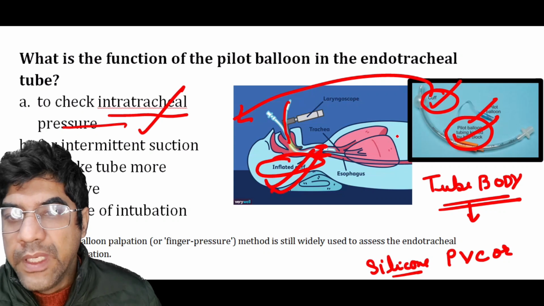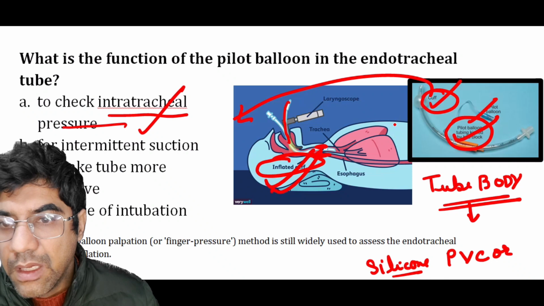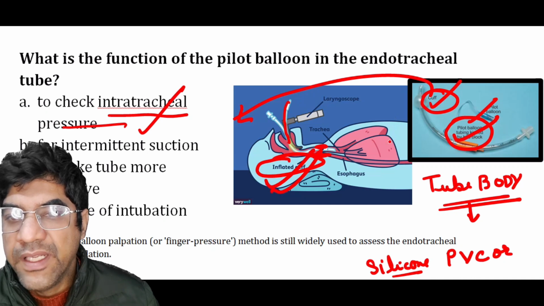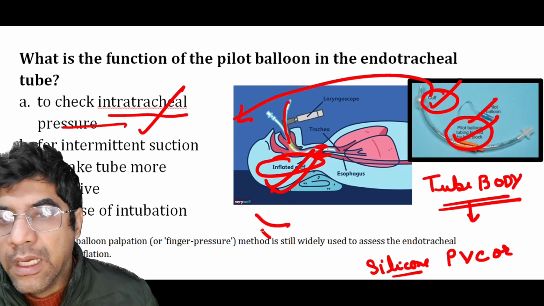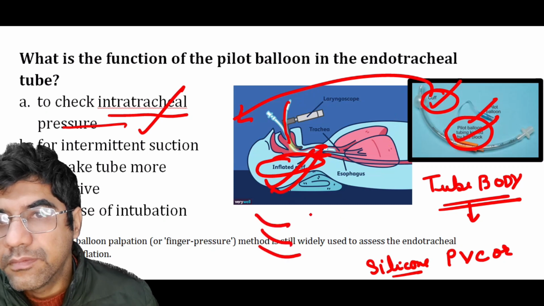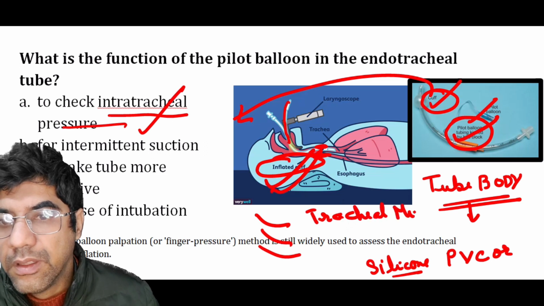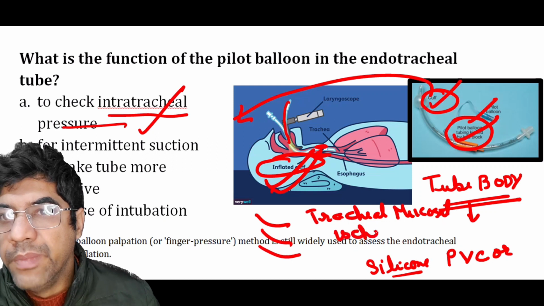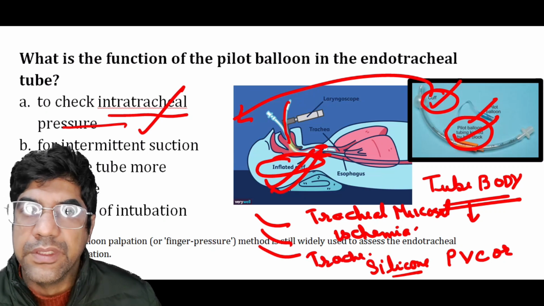Now the pilot balloon serves as a means to monitor the pressure within the cuff. Monitoring the cuff pressure is important to avoid overinflation that can lead to complications like tracheal mucosal damage or ischemia, or there could be tracheal stenosis.